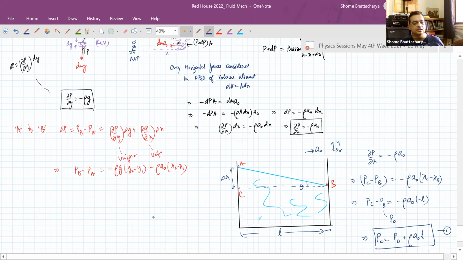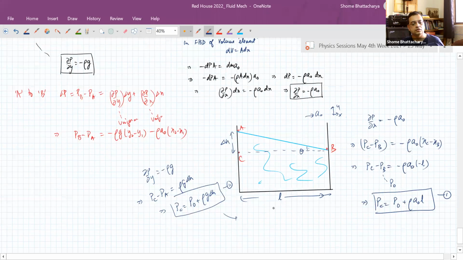Whereas using the vertical gradient, you can see that the pressure difference between the points C and A is rho G delta H. So the pressure at the point C is also equal to atmospheric pressure plus rho G delta H. So if I compare these two equations now, it's easy to show that tan theta is equal to A by G.